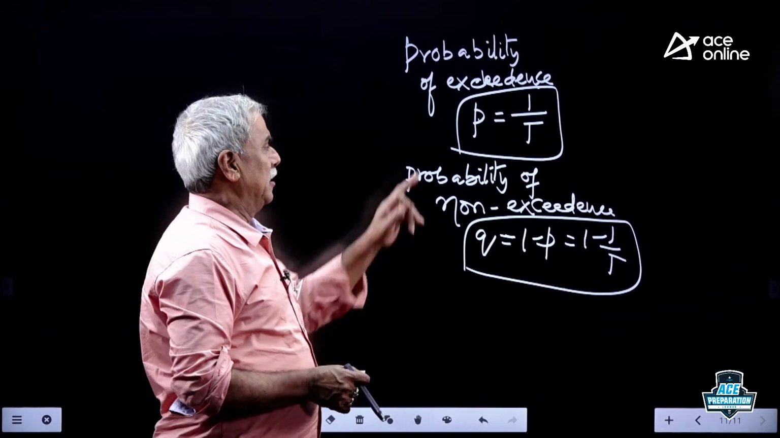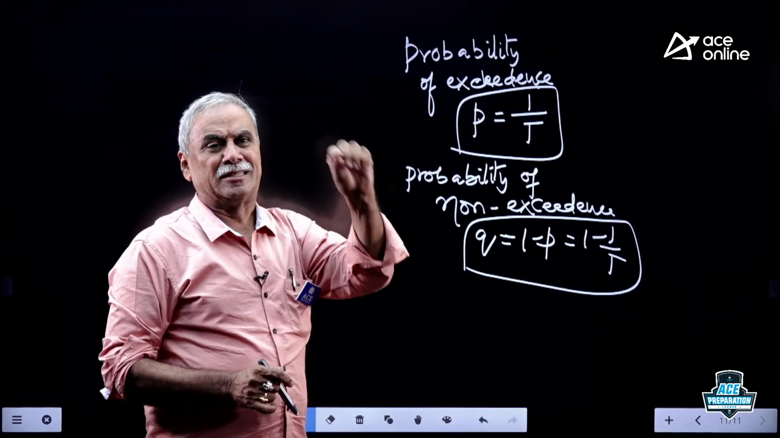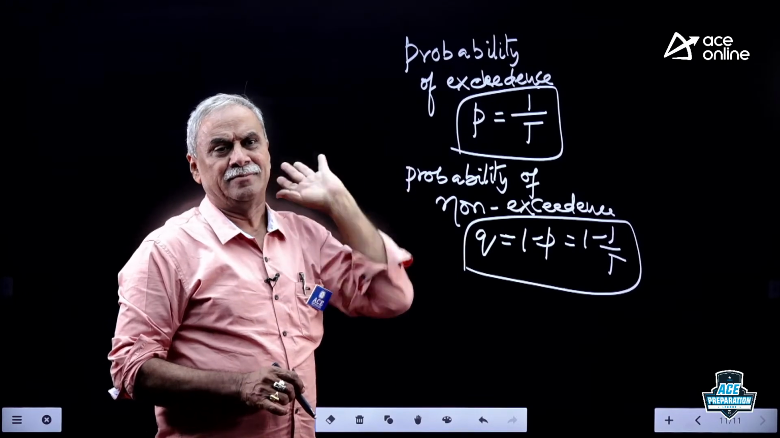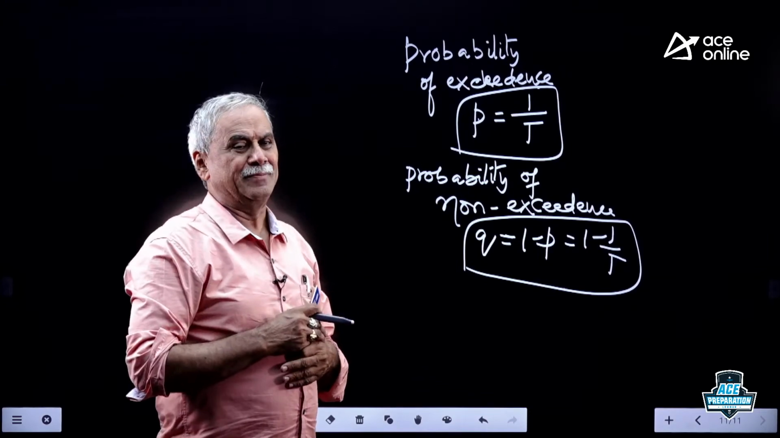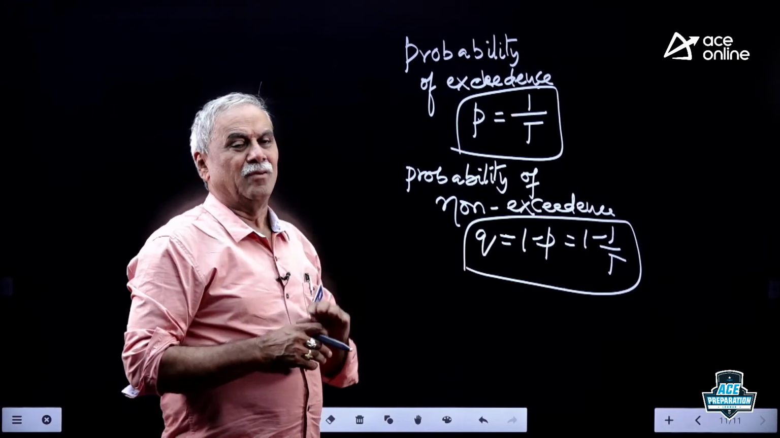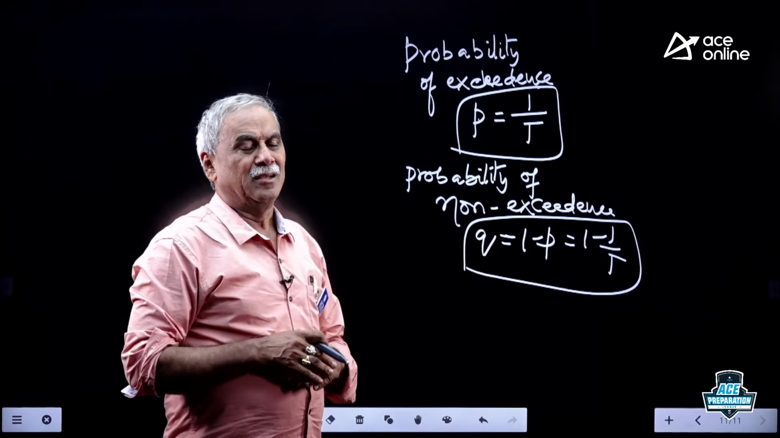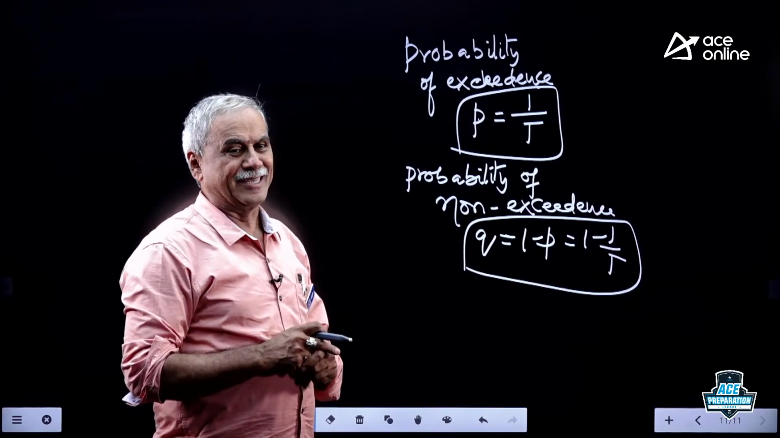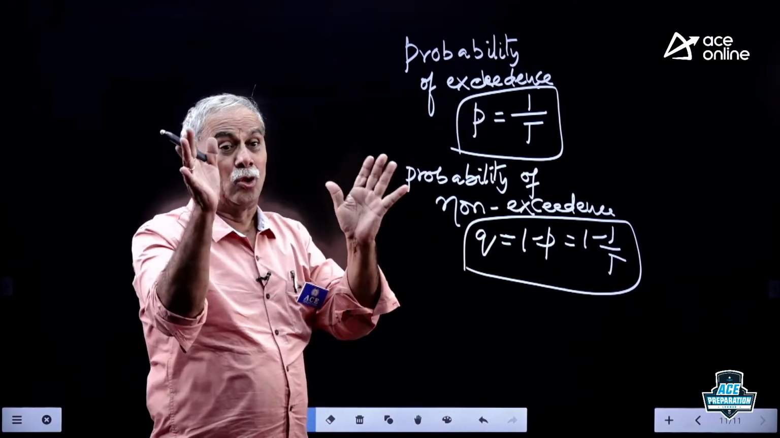P is the probability of exceedance, the chances of recurrence of a particular rainfall at that rain gauge station in the coming year, which is nothing but the reciprocal of the return period. Non-occurrence is 1 minus P, 1 minus the chances of exceedance. 1 minus probability of exceedance is equal to probability of non-exceedance. Chances to occur and not to occur are known.